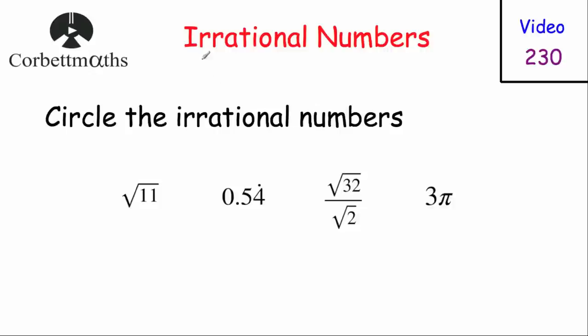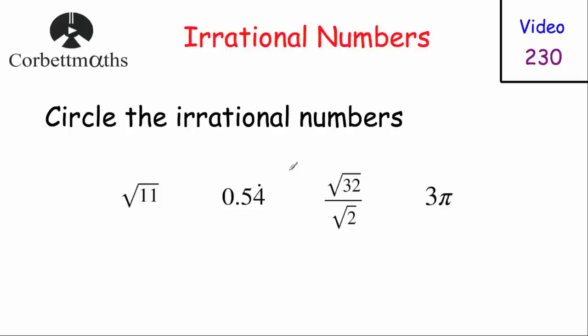Okay, so let's get started. So our first topic is irrational numbers, and this is video 230 on Corbettmaths. And an irrational number is a number that cannot be expressed as a fraction. So for instance, something like pi, which is 3.14159 and so on, the decimal part of that number doesn't have a pattern, so we can't convert it or change it into a fraction.